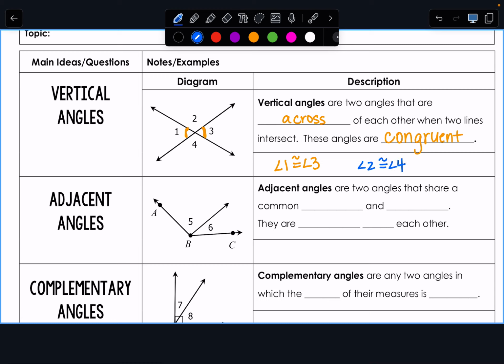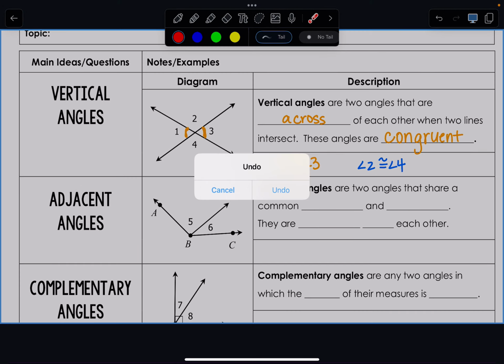Are angle 1 and angle 2 vertical from each other? No, they are not. So I know that there are 2 angles in the picture, but they have to be across from each other. One way that I like to really remember this, vertical starts with what letter? And your answer would have been V.